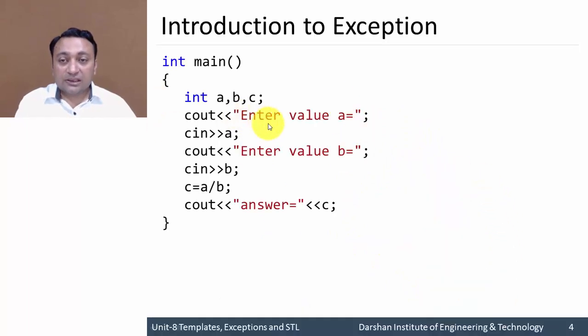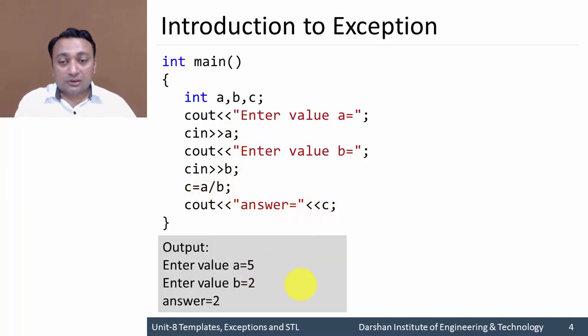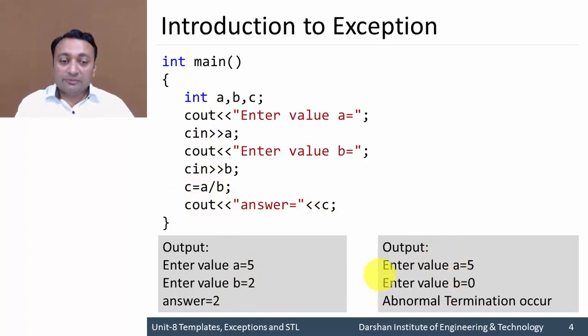Here is the example for that. I am getting two values from the user, that is A and B. I am performing A divided by B and displaying the answer C. So if I enter 5 and 2 as the values of A and B, then it will generate the answer 2.5 and the integer portion will be 2. So 2 will be displayed over here. But if the user provides B as 0, then your program execution will be abnormally terminated.